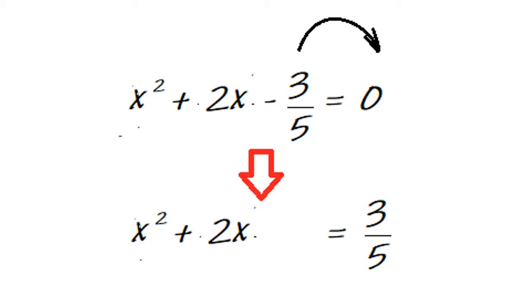The part on the left is the square that needs completing. It will always have the form x squared plus bx, where b can be any number. The number on the right can be anything, even 0.